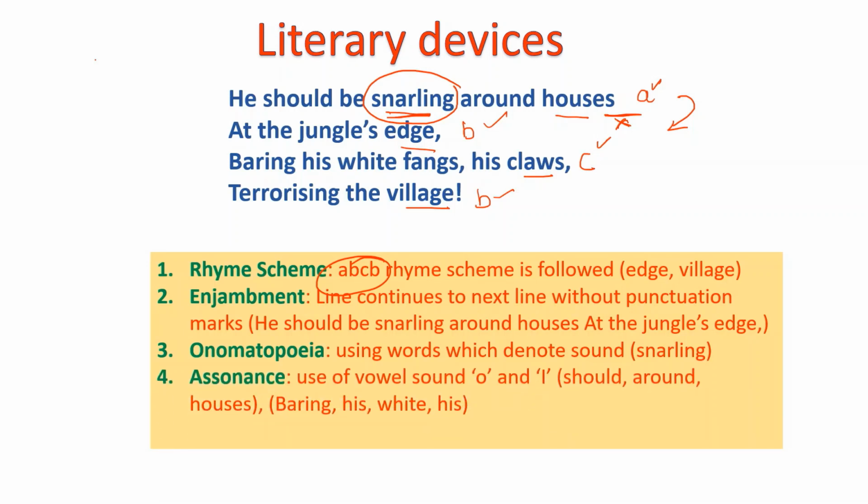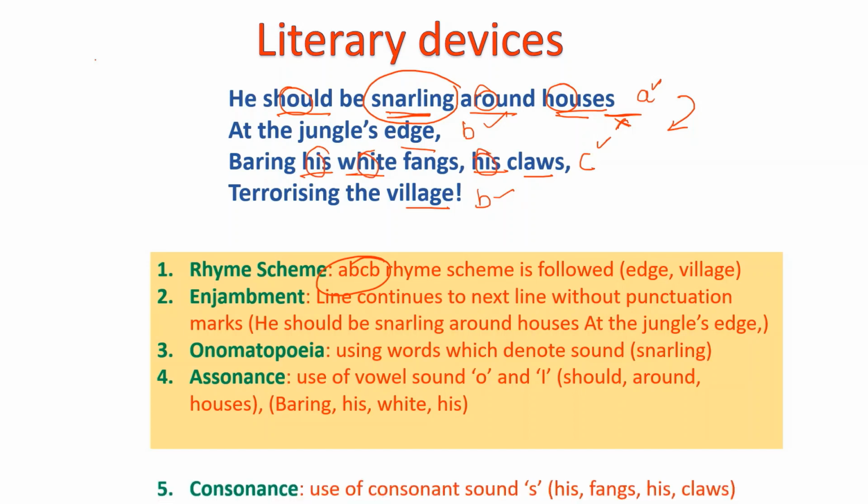Next literary device is assonance. Assonance is repetition of vowel sound. तो यहाँ पे दो vowel sounds की repetition है. First is O. In the first sentence: should, around, houses. The repetition of O sound is there. So this is assonance. Again, the repetition of I sound: his, white, his. The repetition of I sound is there, so it is assonance.